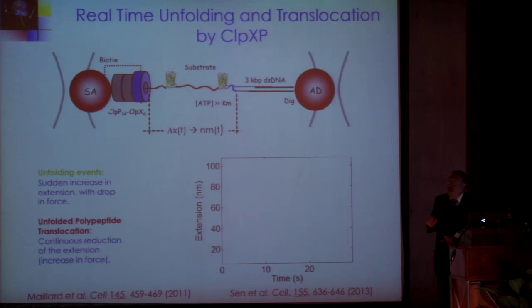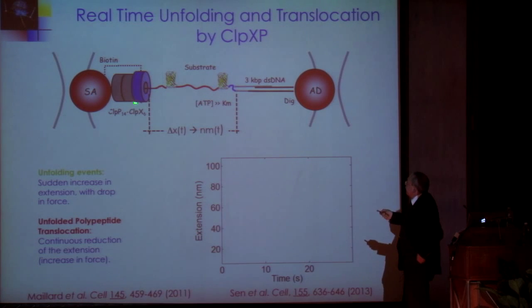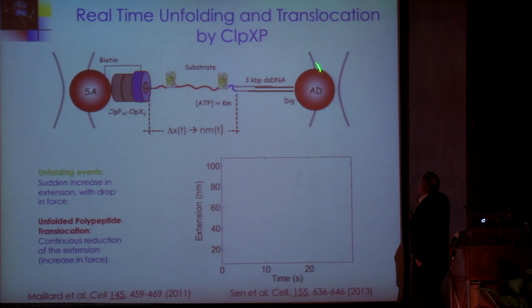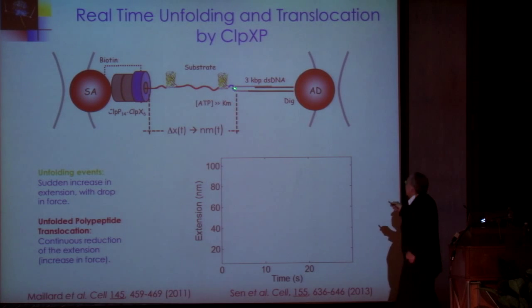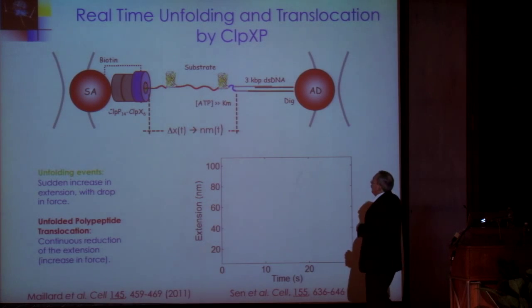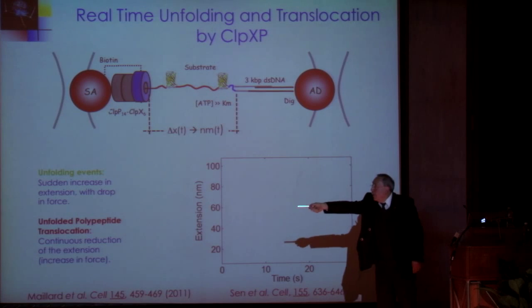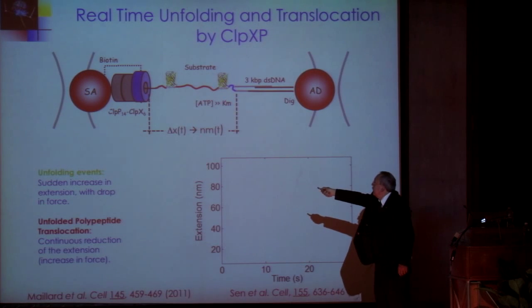And so here is the experiment we did. We have a ClpXP attached to a bead in an optical trap. Then we have another bead here that carries a handle of DNA, 3 kilobase pairs, and that at the end has a green fluorescent protein, an unfolded titin, a green fluorescent protein, and a little SSRA tag in front. And so what we do is, with an optical tweezers, we go like that to the other bead.